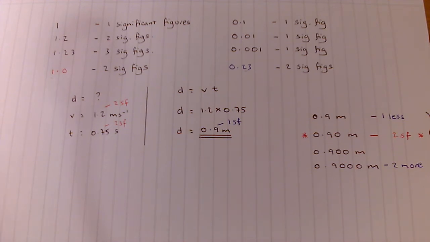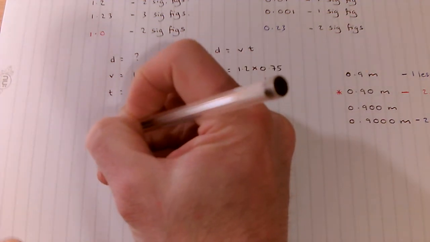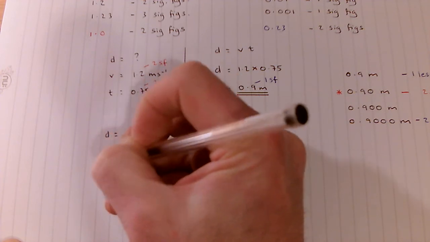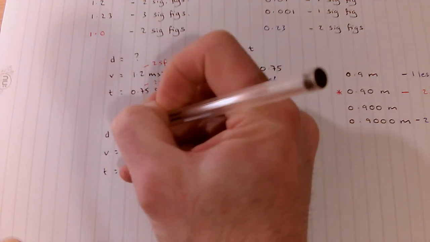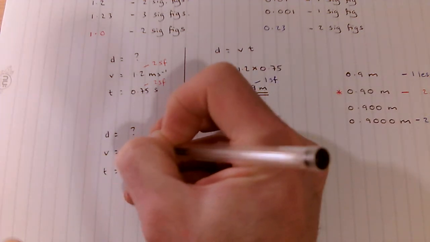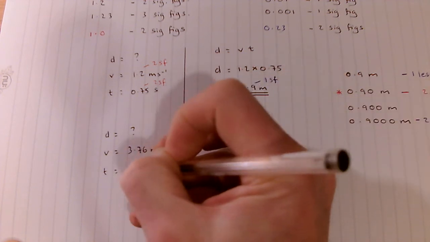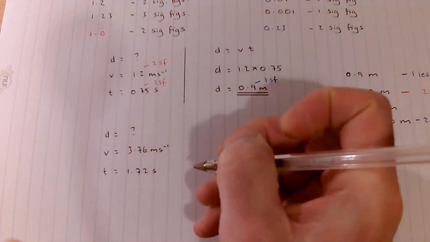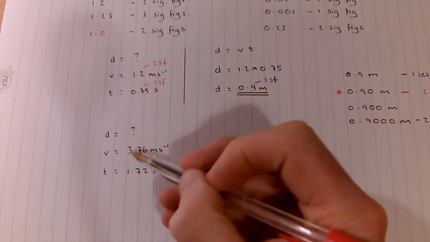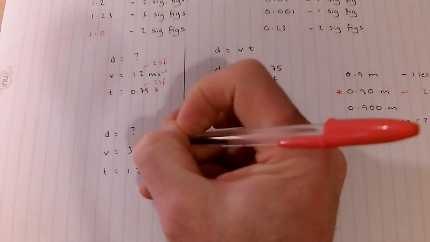So let's look at this with another set of values and a slightly different calculation. So we're going to do another distance, speed, time calculation. So again, I'm going to write down what I do and don't know. So the distance again is unknown. This time round, my speed is 3.76 meters per second, and my time is 1.72 seconds. So for both of these, they're expressed to 1, 2, 3 significant figures.